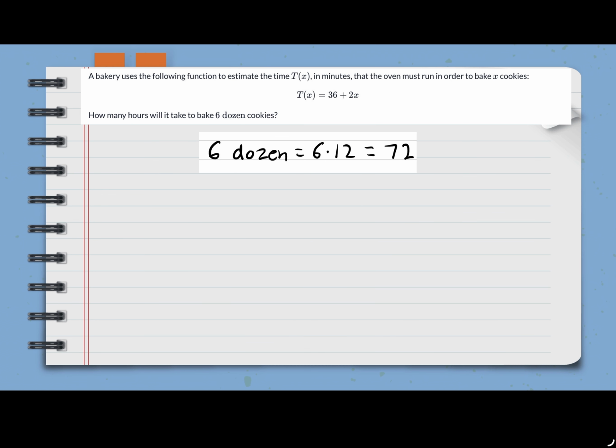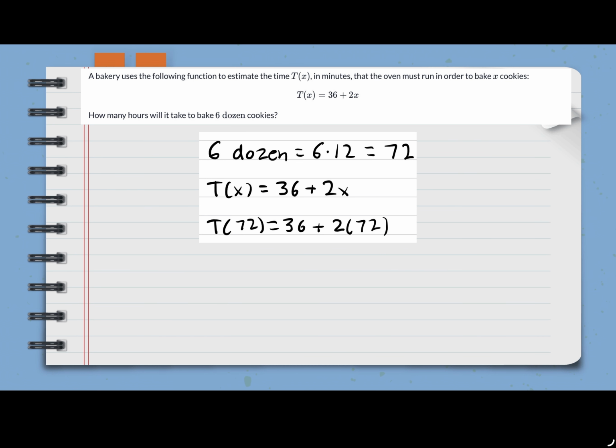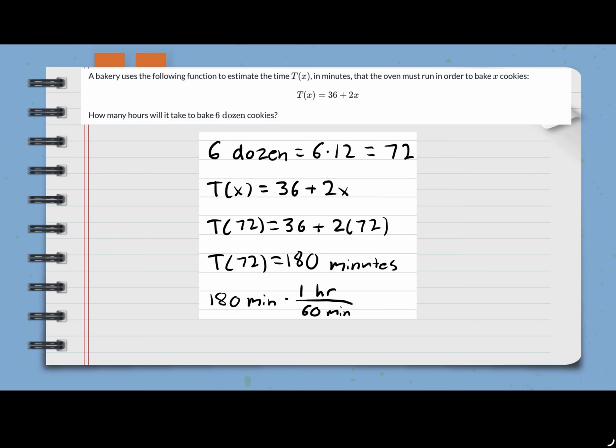Okay, I'm assuming you guys know 6 dozen is 6 times 12. A dozen is 12. So we just have to plug in how many cookies we have into our equation. T of 72. Just solve it out, and you end up with 180 minutes. But that's not the tricky part. Remember, you have to turn it back into hours. So please don't get this wrong. Please keep in mind units. I wrote it mathematically, but I'm sure you guys know there's 60 minutes in 1 hour. So it will take 3 hours to bake 6 dozen cookies.